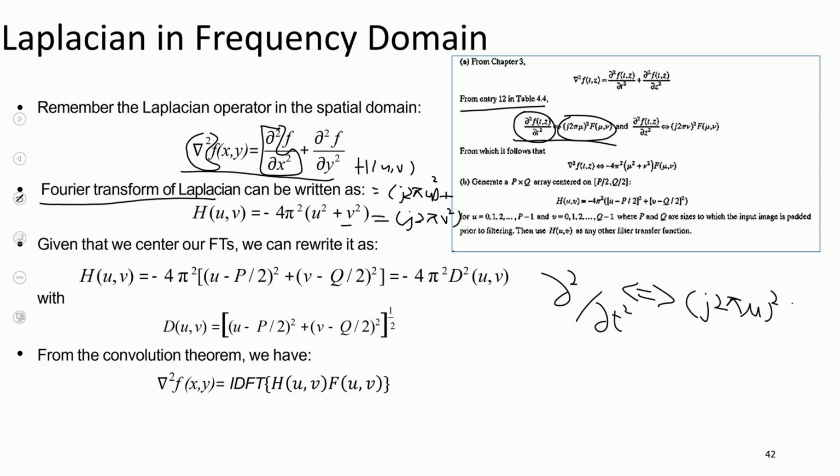So it means that this is my filter now. In order to apply the Laplacian on the image, I have to multiply this with the frequency transform of the image. Okay, this is equal to applying the Laplacian on the image itself. Yes or no? Okay. Now there is another problem: this one is not centered.